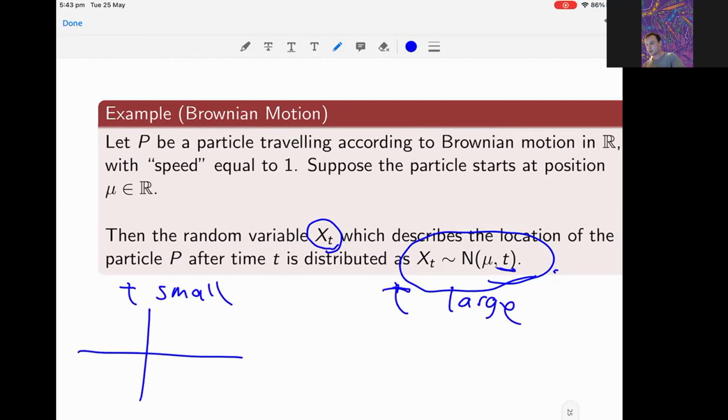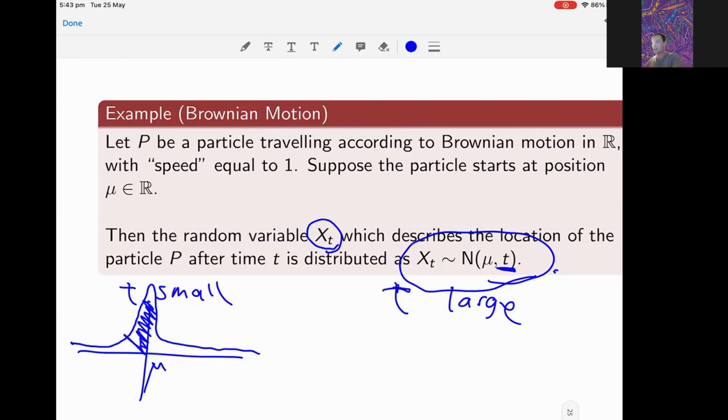So if t is small, I've got a normal distribution which is centered at mu, but because t is small, that means the variance is quite small. So it's got a lot of mass centered around mu. And of course, this makes complete sense, because if the particle starts at mu, and we don't let it travel for too long, then it can't really get too far.